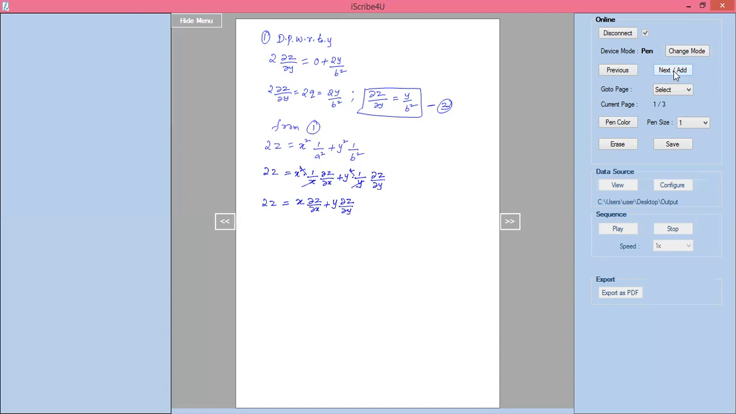What is ∂z/∂x? This one only, I'll write 2z equals x into p plus y into q, which is the required solution for the given equation. Either this or this, however you write, both should be the same. I have used the notations and I've written here. Right, next problem.